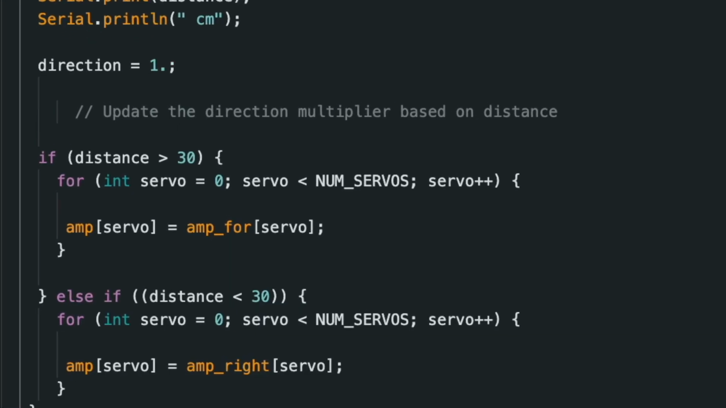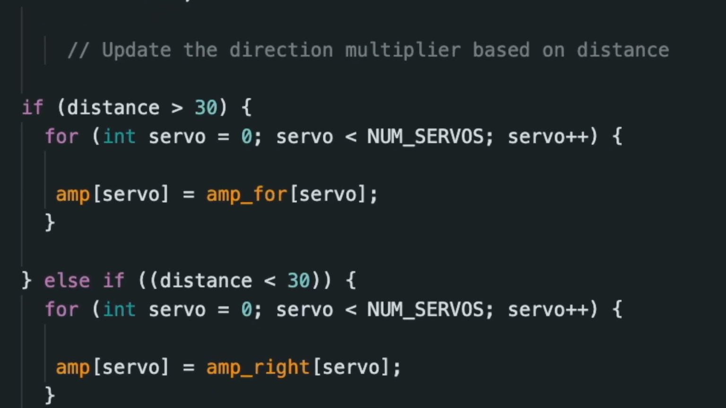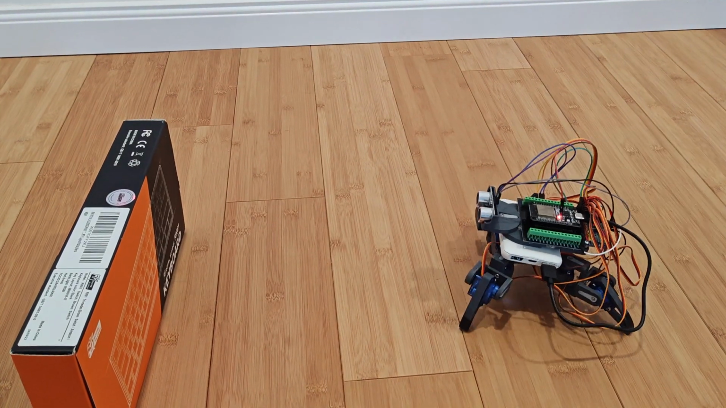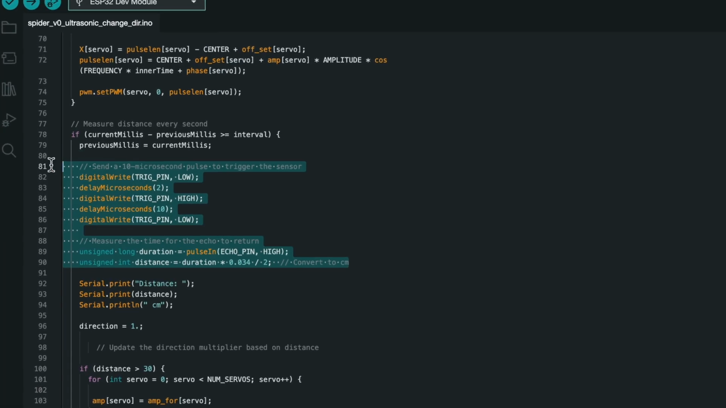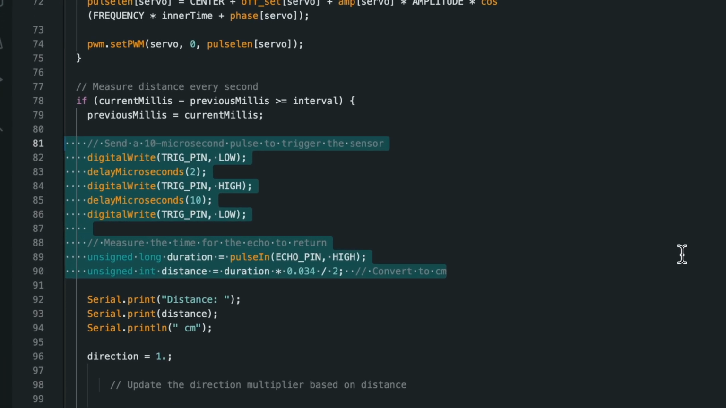If an obstacle is detected within 30 centimeters, the robot will stop moving forward and start turning to avoid the object. The sensor constantly checks the distance, so if something is too close, the robot reacts by changing direction.